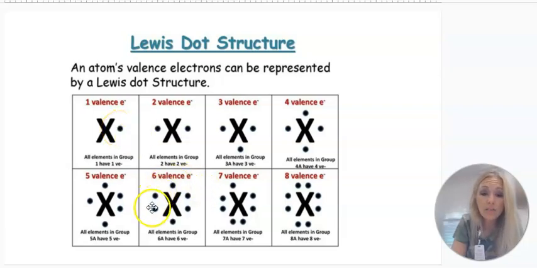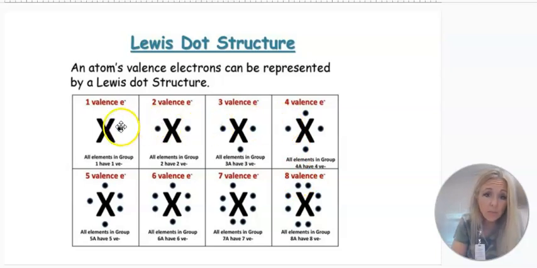Oxygen has 6 valence electrons. So this will be an example of oxygen. Instead of X, you would have O here to represent oxygen or any other element that had 6 valence electrons. And my noble gases will all look like this with 8 valence electrons, and a full valence there, and then those symbols will be substituted for the X.